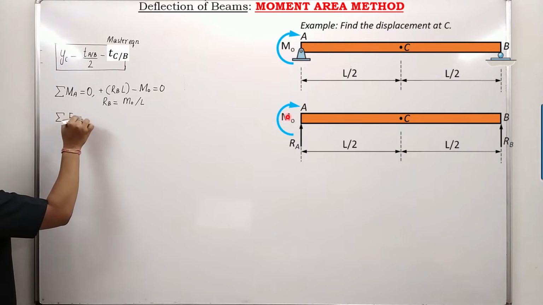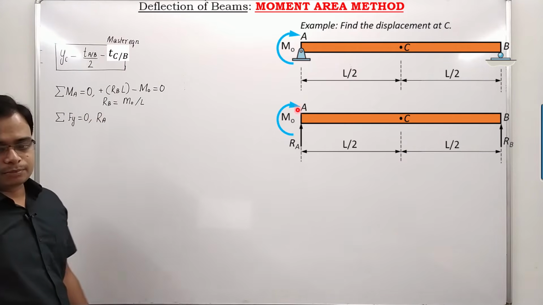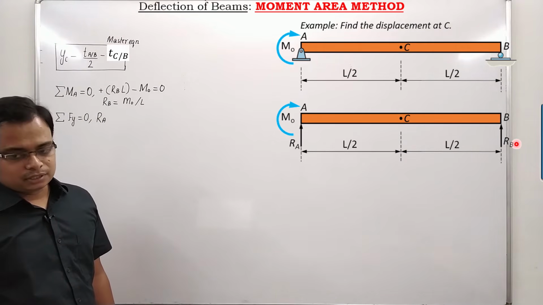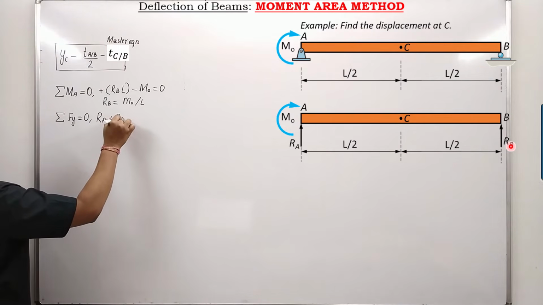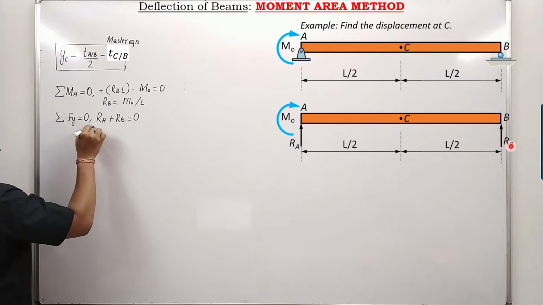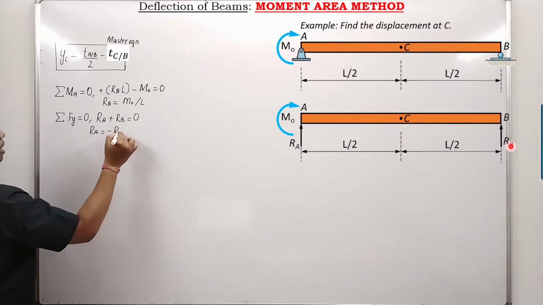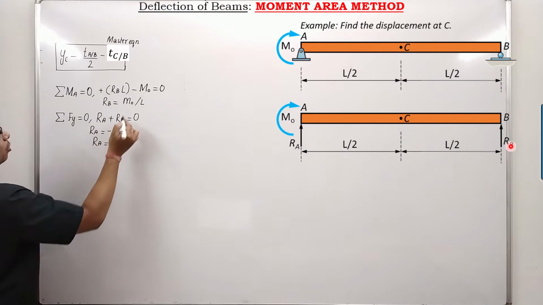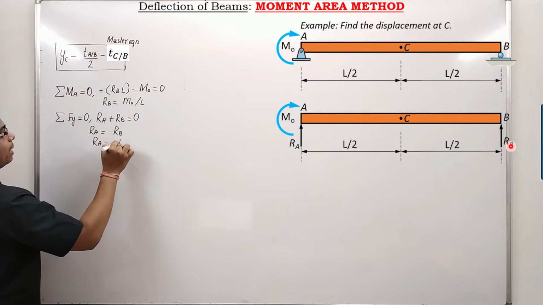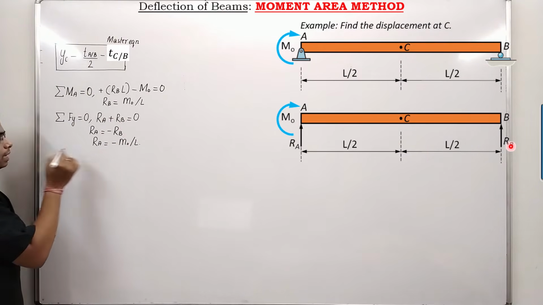In the same fashion, you can apply another equation of statics. Summation of all the forces in y direction is equal to 0. RA is upwards, RB is upwards, and there is no other force to work with. RA plus RB is equal to 0. Therefore, RA is equal to minus RB, and RB is M naught over L, so RA is minus M naught over L. Now, that's over.